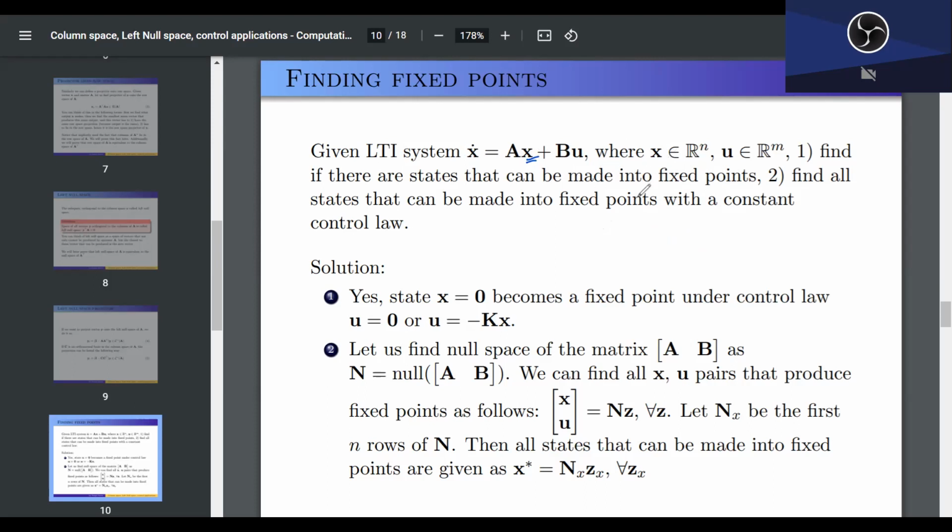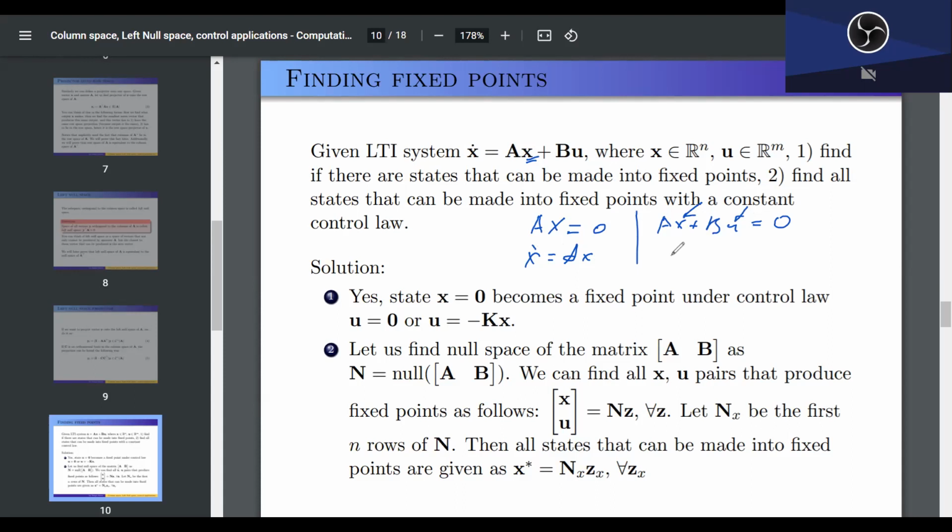All right. So what do I mean by made into a fixed point? Well, Ax might be equal to 0, but that doesn't make it a fixed point of this system. For this system, what we want is that Ax plus Bu equals 0. So to make it a fixed point, we need to have such u that x is a fixed point. Okay.